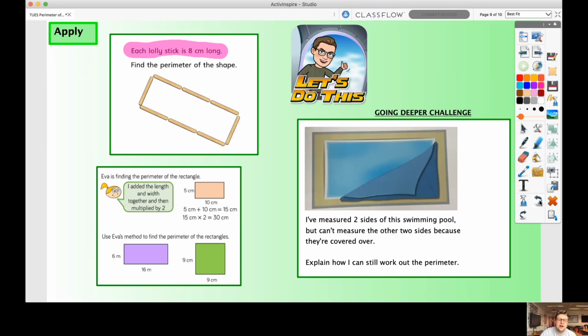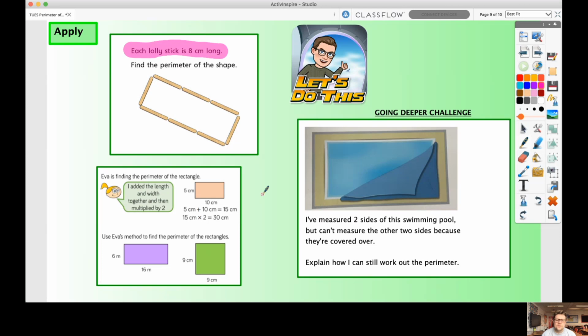Next one, Eva is finding the perimeter of the rectangle. So here's her rectangle. It's 5 centimeters, 10 centimeters. I added the length and the width. So she's added 10 and 5. She added those together and then multiplied by 2. So she did 5 centimeters, add 10 centimeters is 15. And then 15 times by 2 is 30, which is a great way to do it. It saves you doing add.